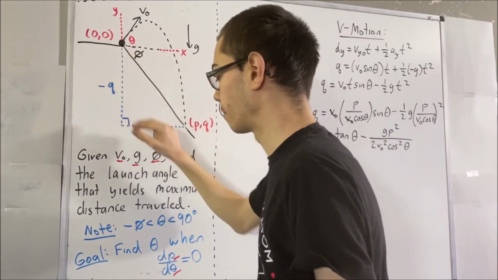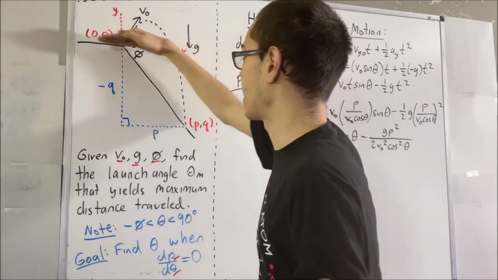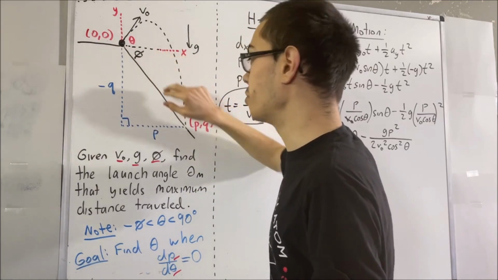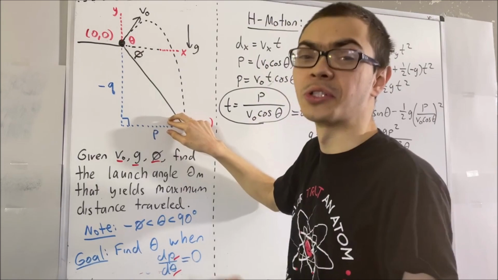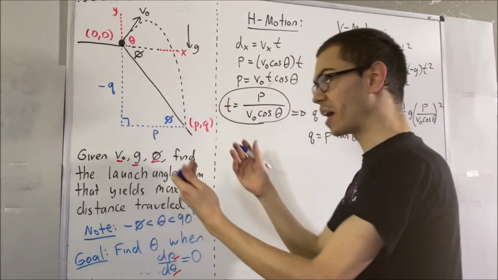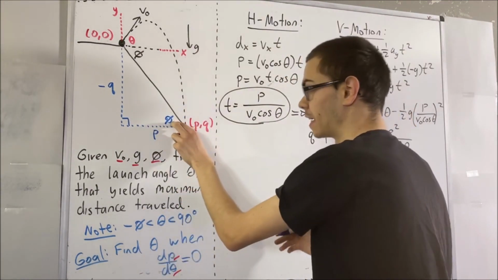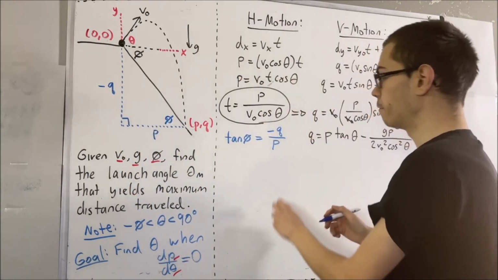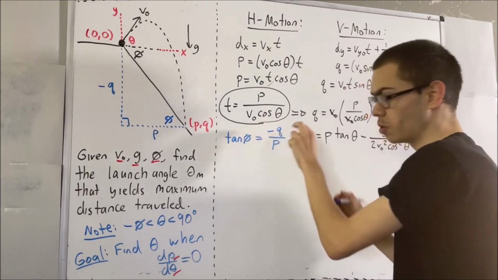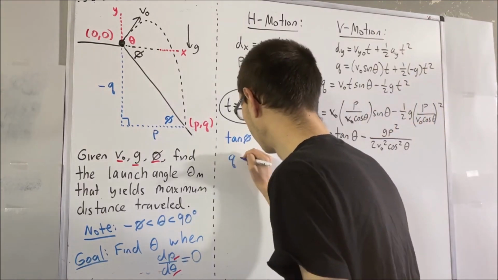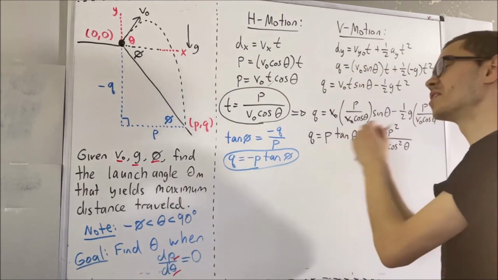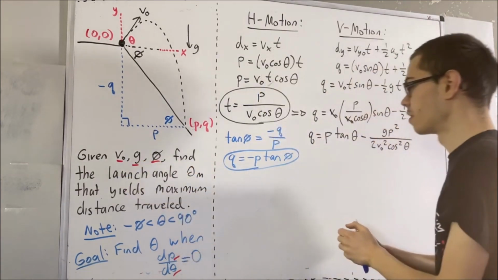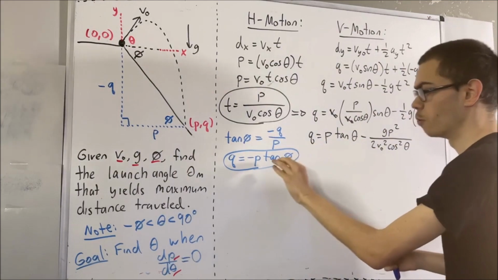Now another thing is that the x-axis is parallel to this side length. So really, these two angles are alternate interior angles, so they must be equal. Okay, so now we see that the tangent of phi is equal to negative q over p. And if we solve for q, we get q equals negative p tangent phi. So now we have q in terms of these five things. So now we're going to replace q with this.